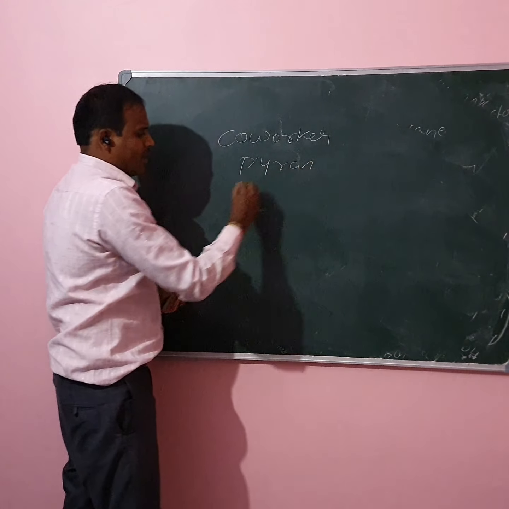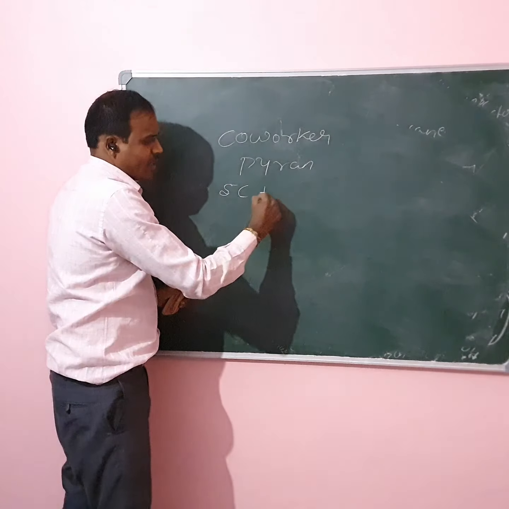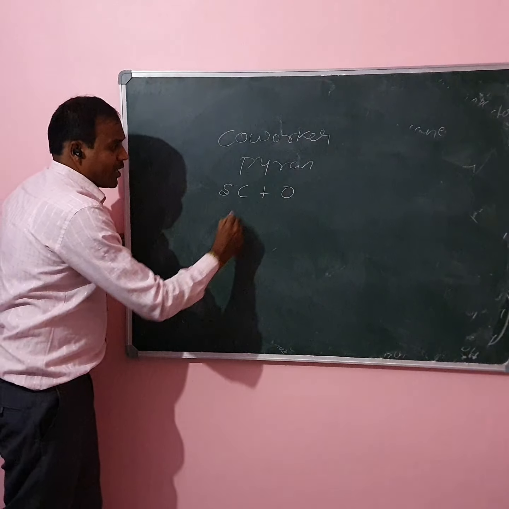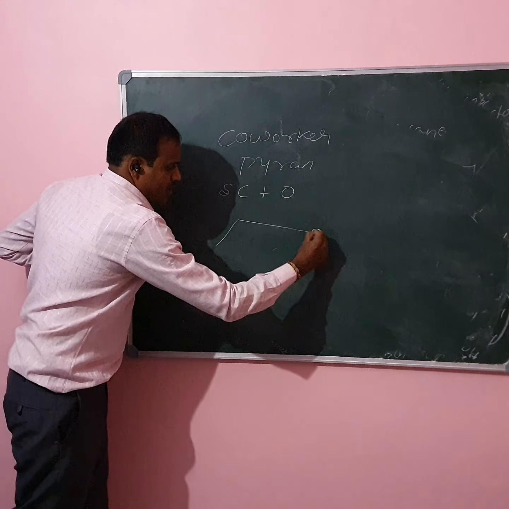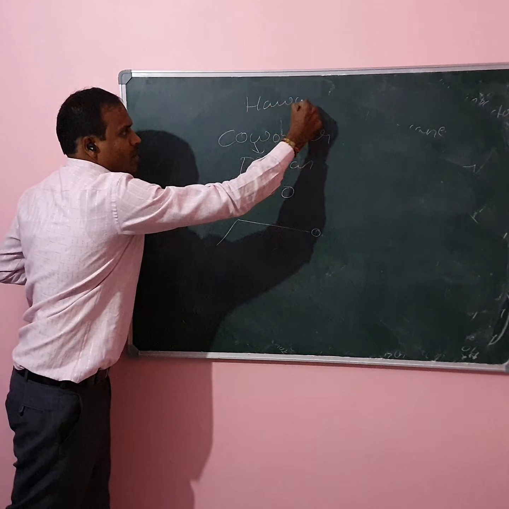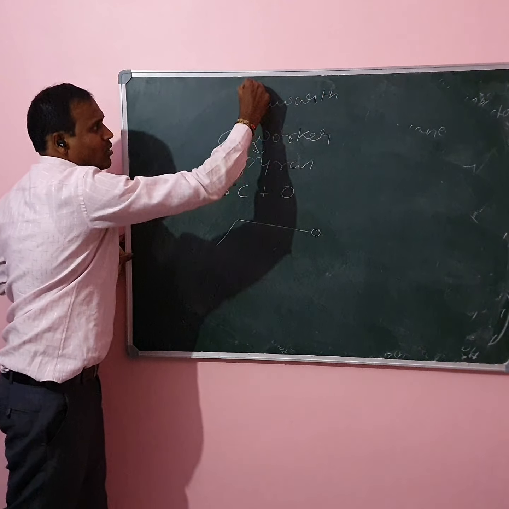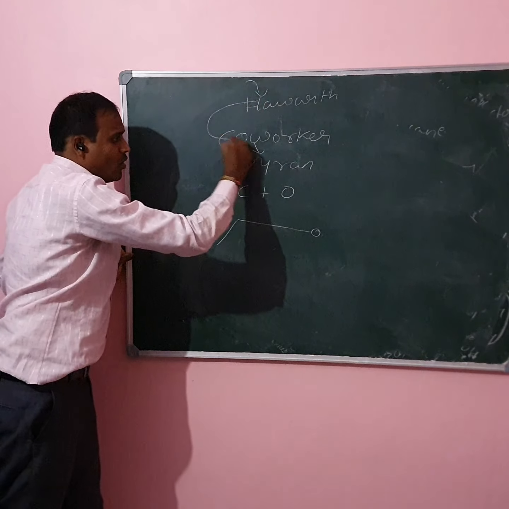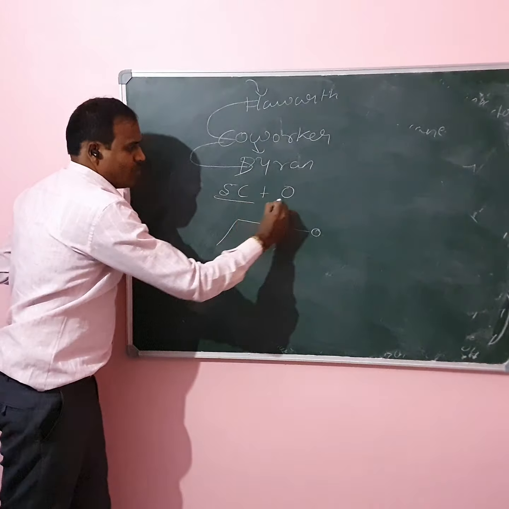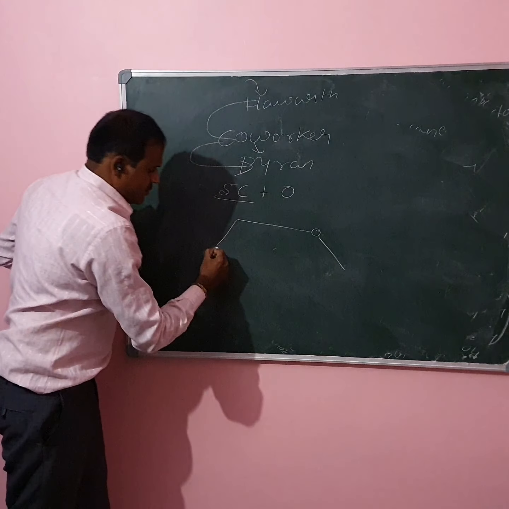Pyran comes with 5 carbon atoms and an oxygen atom. This is the pyran structure. Who is the co-worker? Haworth, one of the Nobel Prize winners. He introduced the pyran: 5 carbon atoms, 1 oxygen atom.